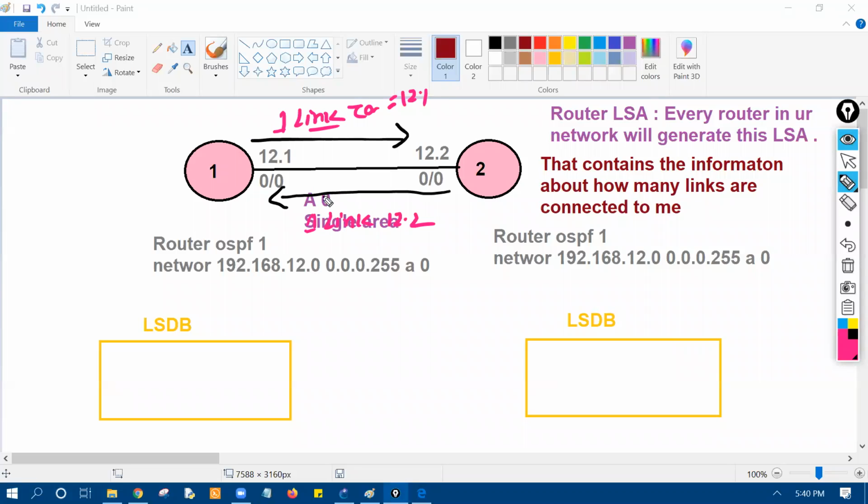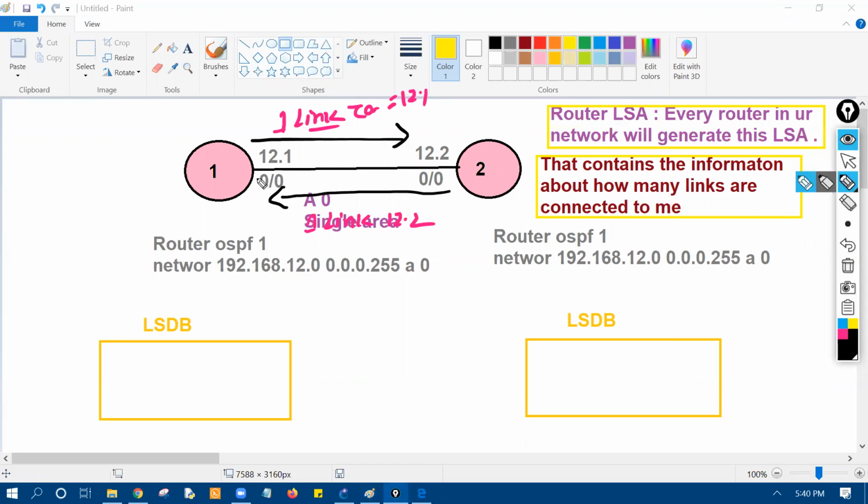Not only this information, they will have a lot of information. I'm just giving you brief information. They will have a lot of information in the router, let's say. But the main information is they are just going to tell you how many links are connected to me. And every router in your network is going to generate the router LSA, let's say.